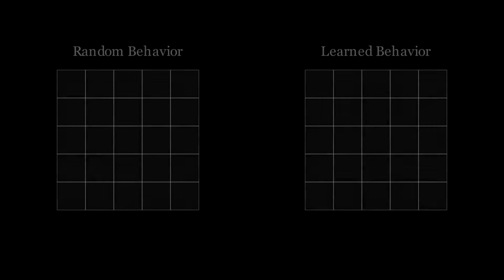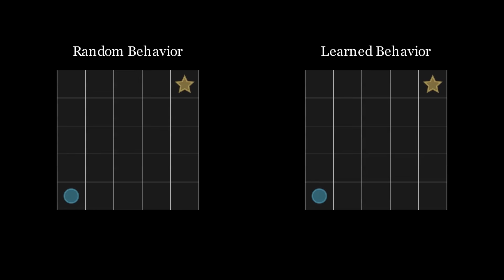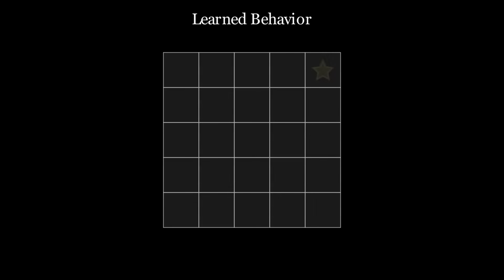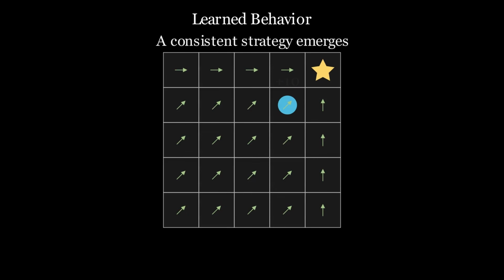Let's compare two agents. On the left, the agent hasn't learned anything yet. It moves randomly, bouncing around the grid without direction. On the right, the agent has learned from experience. It moves directly to the goal and earns the reward. The difference? Learning. Through repeated experience, the agent figures out which actions lead to better outcomes. After enough experience, something interesting happens. A pattern emerges. In every cell, the agent now knows which direction to go. These arrows represent the agent's strategy. The agent follows this strategy and reaches the goal efficiently.